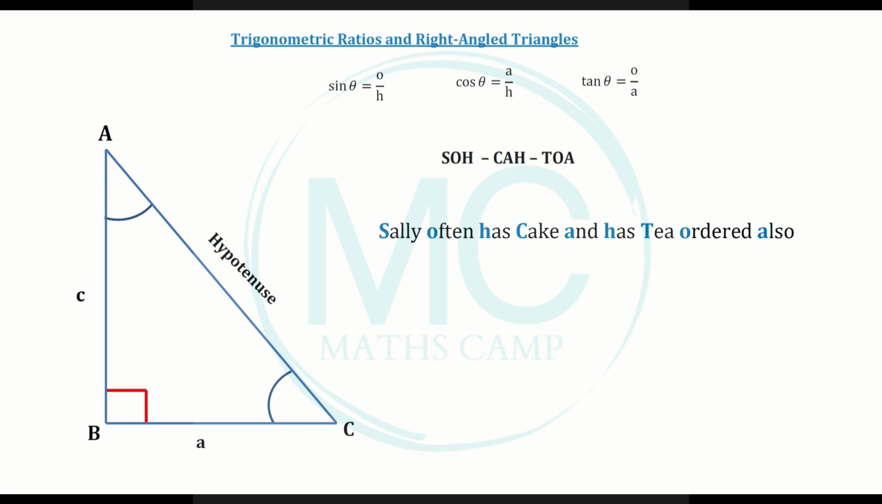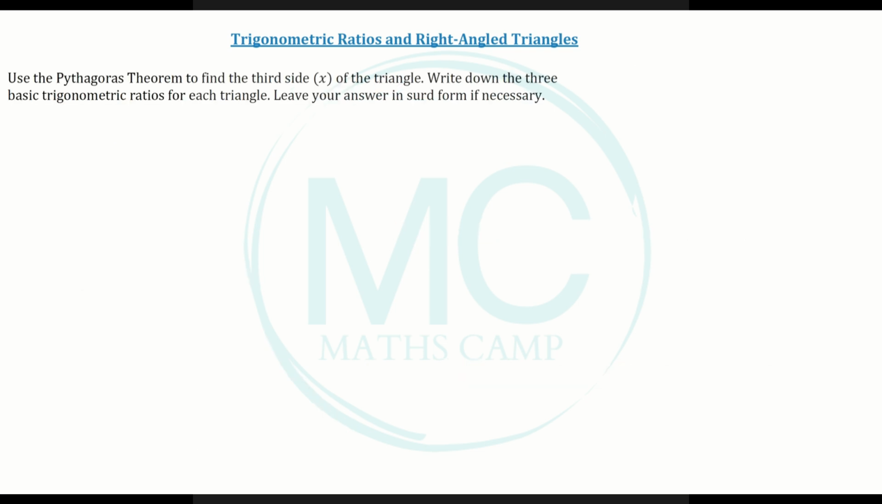Finally, maybe even more importantly, these sine, cos, and tan ratios only work with right-angled triangles. If you do not have a right-angled triangle, you cannot use these ratios. Now that we have the basics, let's look at some examples.